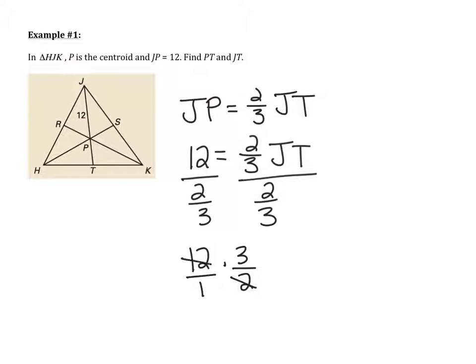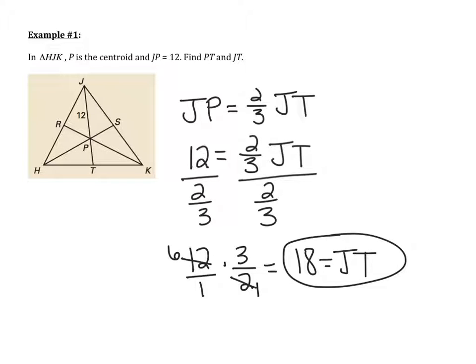2 goes into 12 6 times, so I basically just have 6 times 3, which is 18. So JT is equal to 18 units. If JT is 18 units long and JP is 12 units long, you would know then that PT is equal to 6. Now looking at this, if you noticed, we ended up with 6 units right here.